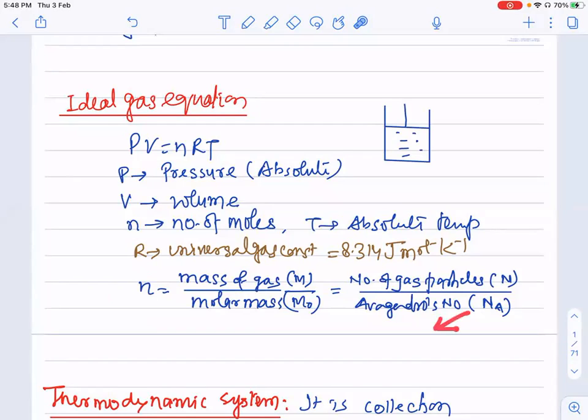which is quite a big number, है ना? 1 mole में कितने number होंगे? 6 into 10 to the power 26 billions of gas particles, you know.